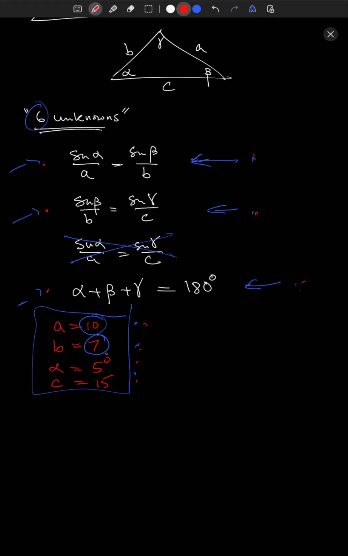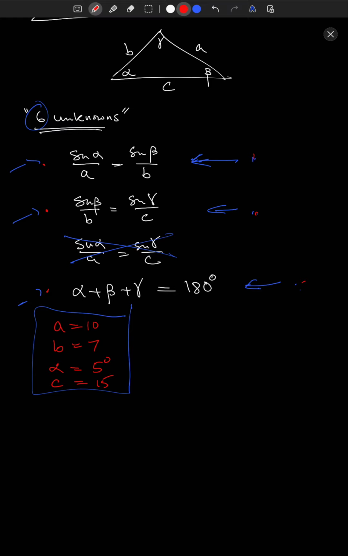has A equals 10, B equals 7, 5 degrees as alpha, and C equals 15. All right. So if I give you too many pieces of information in terms of the alpha, betas, and gammas, generically there will be no solutions to the problem. There will be no triangles representing these 4 bits of information.